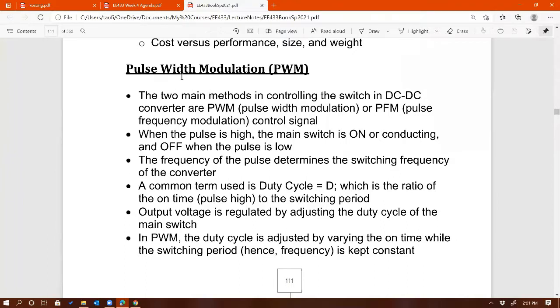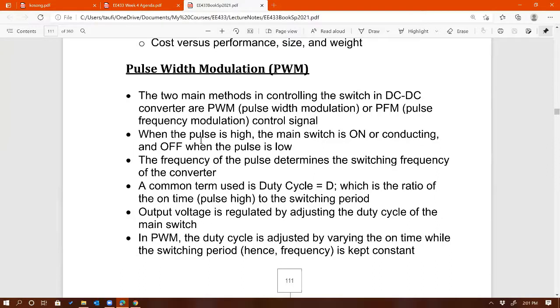Okay, PWM. I mentioned earlier about PWM, that's pulse width modulation. The two main methods in controlling the switch in a DC to DC converter are PWM and PFM. PWM stands for pulse width modulation, whereas PFM stands for pulse frequency modulation control signals.